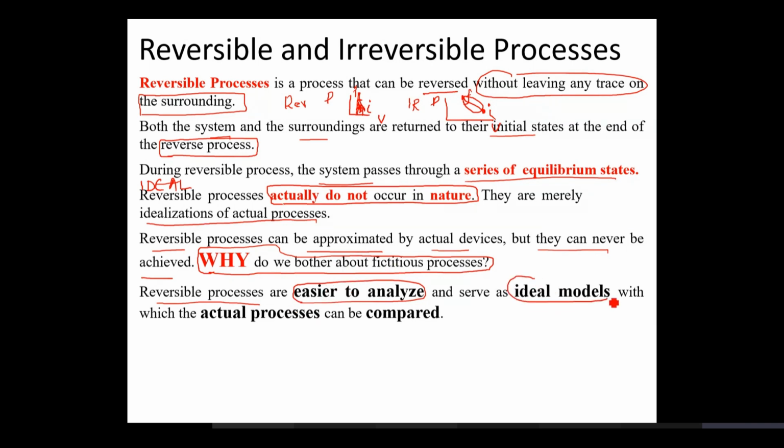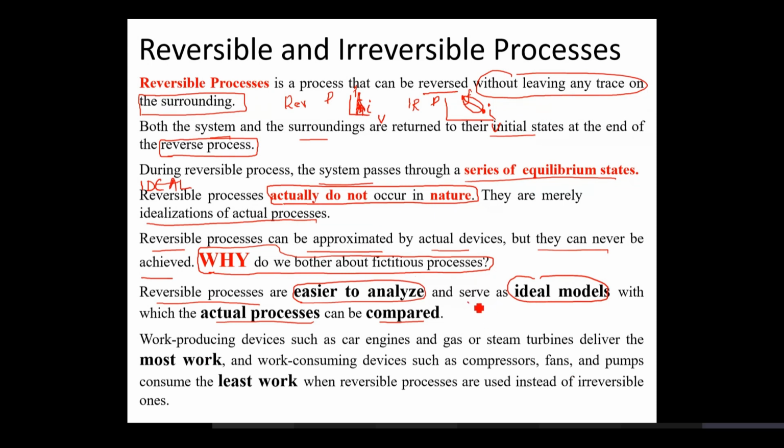And they serve as ideal models to which actual processes can be compared. That means, if I have a frictionless piston, what is the maximum amount of work that I have to do in order to compress the gas? Or what is the maximum amount of work I can get if the piston starts moving upwards, in an expansion process? So it provides a basis for comparison with the actual processes.